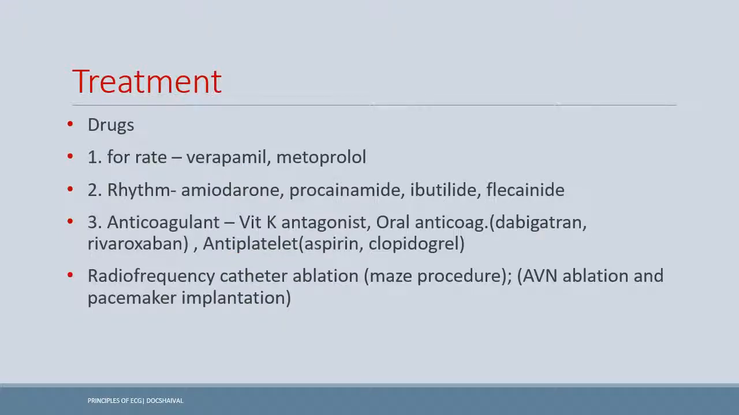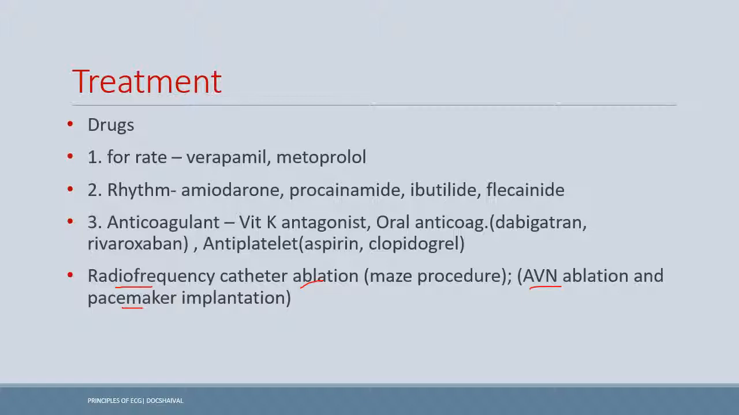In the surgical methods, we have radiofrequency ablation, and what is the ablation? It is usually done in the case of the AVN. What happens is that we block the conduction via the AV node, and then we implant an artificial pacemaker. So this prevents those abnormal irregular beats. Okay.